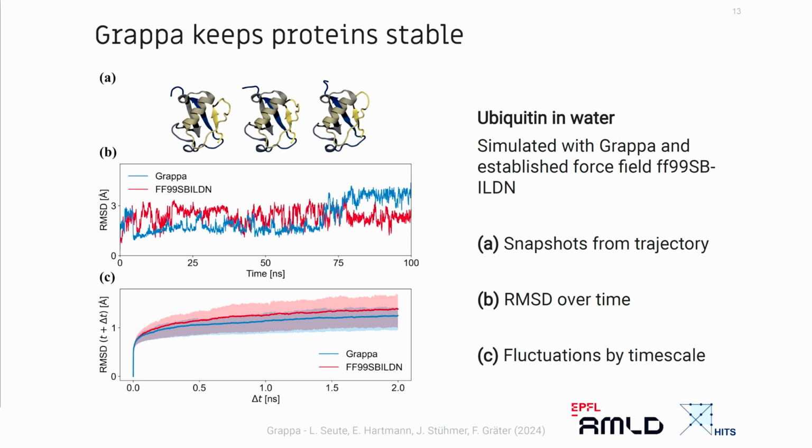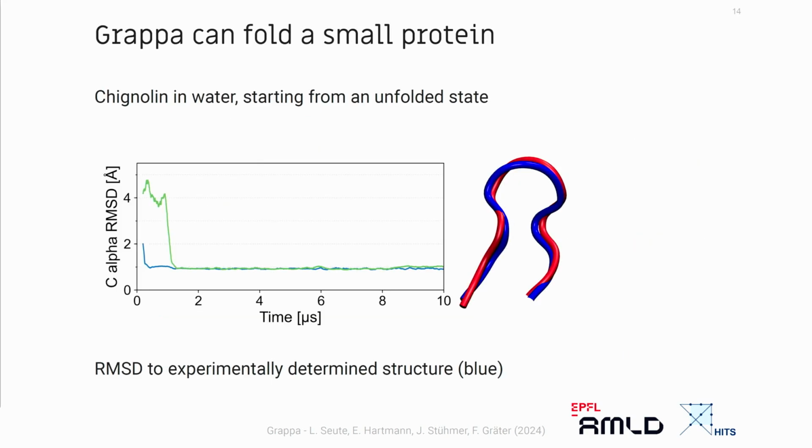And if we simulate a protein in water, this is about 70 residues, so in total 2,000 atoms, we can see that the RMSD of the simulation with our model in blue, and the one of an established protein force field, they both don't explode, at least for 100 nanoseconds. And actually, our force field even keeps the protein a bit more stable, so there are fewer fluctuations on smaller timescales. What happens if we go away from the folded conformations of the protein?